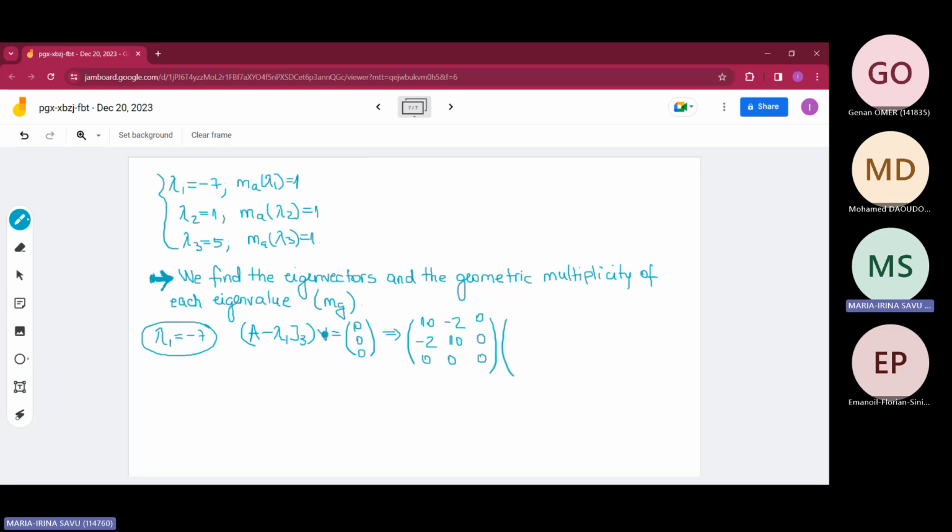A vector v from R is vector AC, and 6 is 0, 0, 0. So you have that 10 minus 2b is 0, minus 2a plus 10b is 0, and 0 equals 0. Okay, I will give you 2 minutes to solve this system if you don't have the solution already. You have the solution, right?